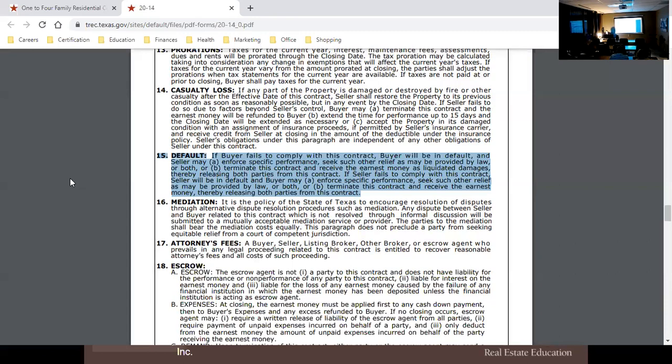So if the buyer fails to fulfill their duty, and this means you as an agent failed to do your job, because your buyer should never be dealing with this part. Your buyer nor seller should ever be looking at this part, period. But in this situation, if the buyer is in default, the seller can enforce your client to still purchase the house. Right here, specific performance.